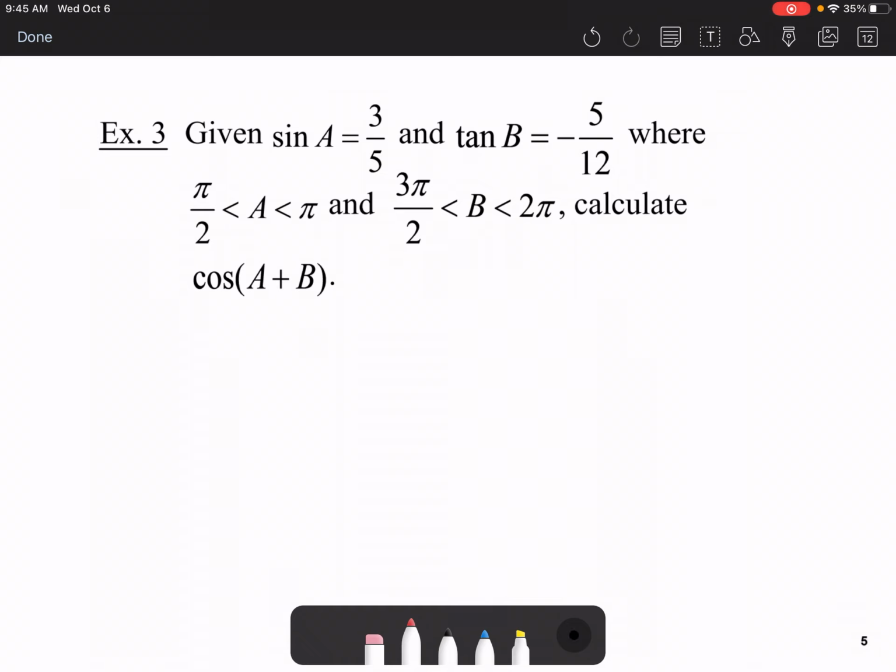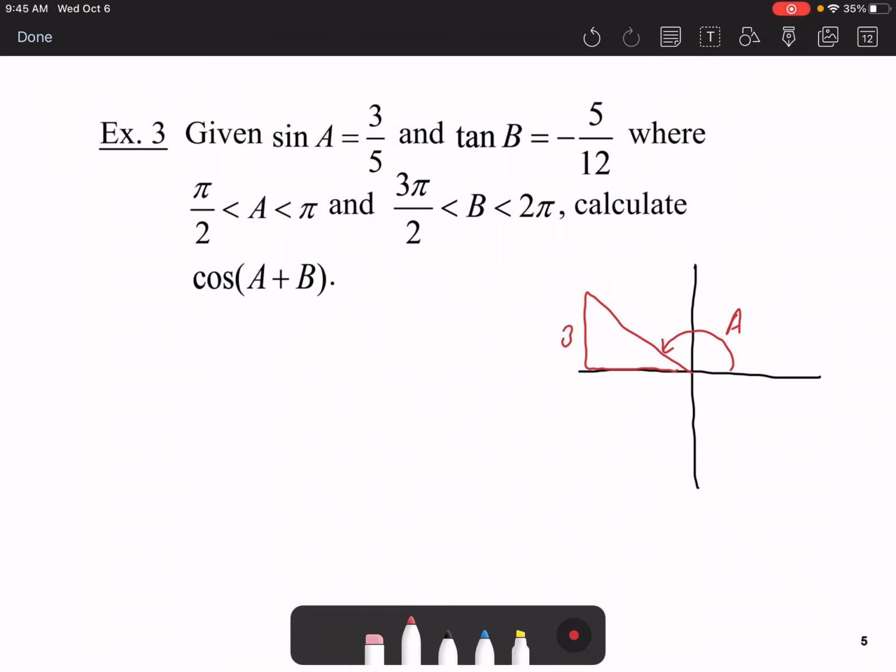So here we're given sine of A is equal to 3 over 5 and tan B is equal to negative 5 over 12 in the domains where A is between pi over 2 and pi, and B is in between 3 pi over 2 and 2 pi. So I'm going to draw a sketch of what I'm talking about here. So first of all, our angle A would look something like this.